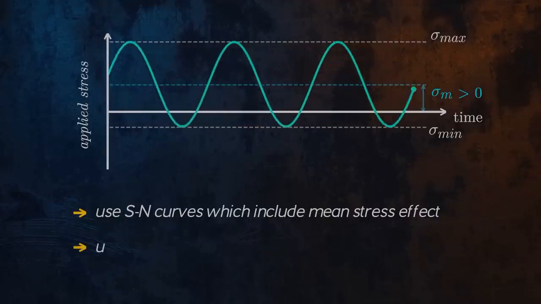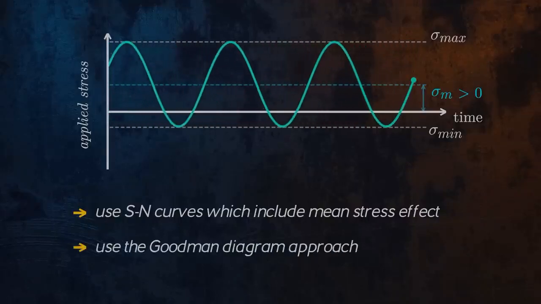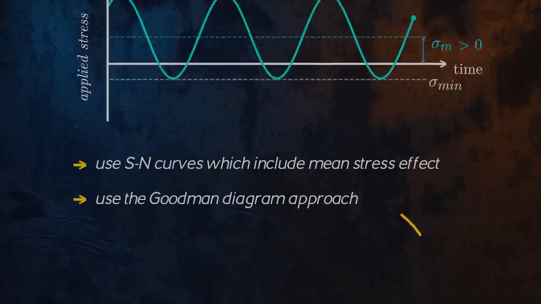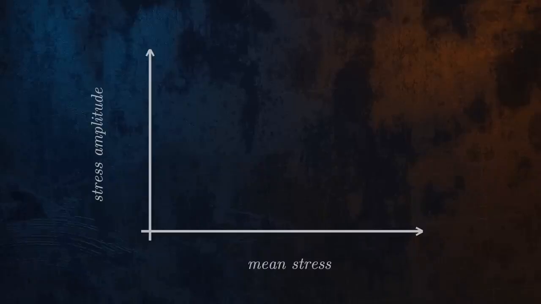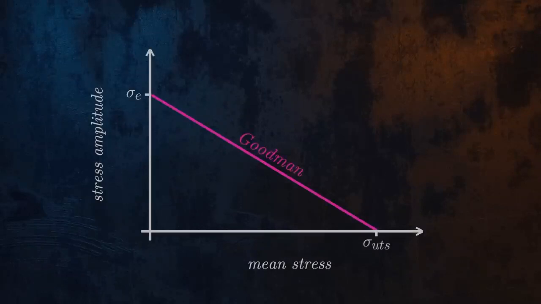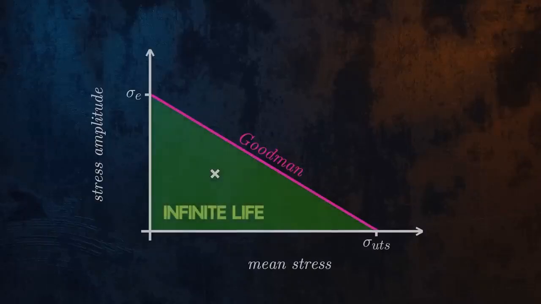Another approach is to use the Goodman diagram, which adjusts the endurance limit to account for a mean stress. Let's see how it works. On a Goodman diagram, the mean stress is shown on the horizontal axis, and the stress amplitude is shown on the vertical axis. A straight line is drawn between the endurance limit, at a mean stress of 0, and the material ultimate tensile strength, at a stress amplitude of 0. If our cyclic loading conditions are located below the Goodman line, our component will be safe from fatigue failure.